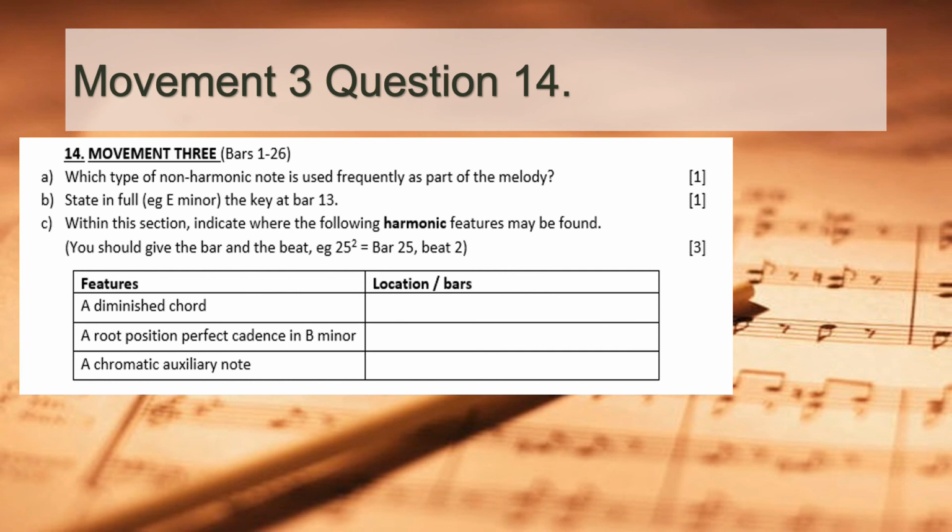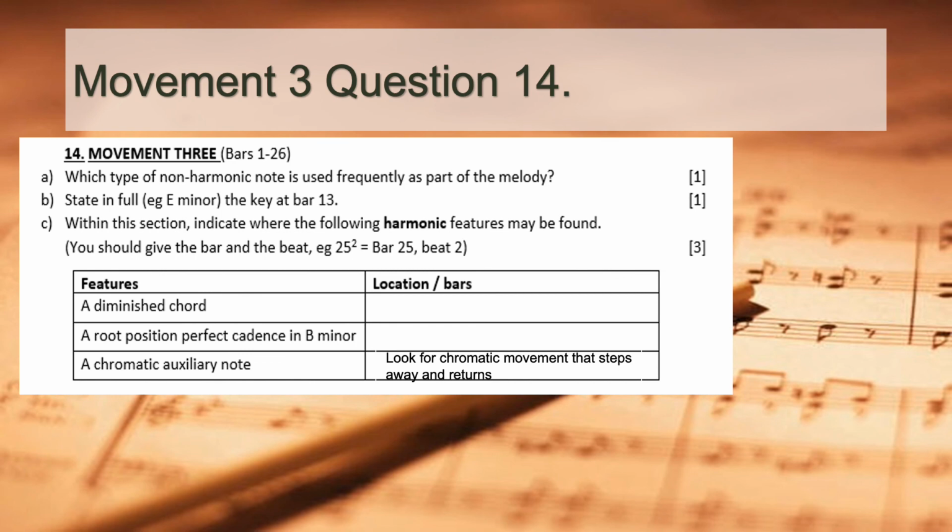Okay, last question. It's asking us to find a chromatic auxiliary note. Now this should be really easy. We've talked about this a lot, and it was also question A. All you need to do is go and select your chromatic auxiliary note from the melody. Hopefully you can go and do that already. If you want me to just show you how I've done it, keep watching.